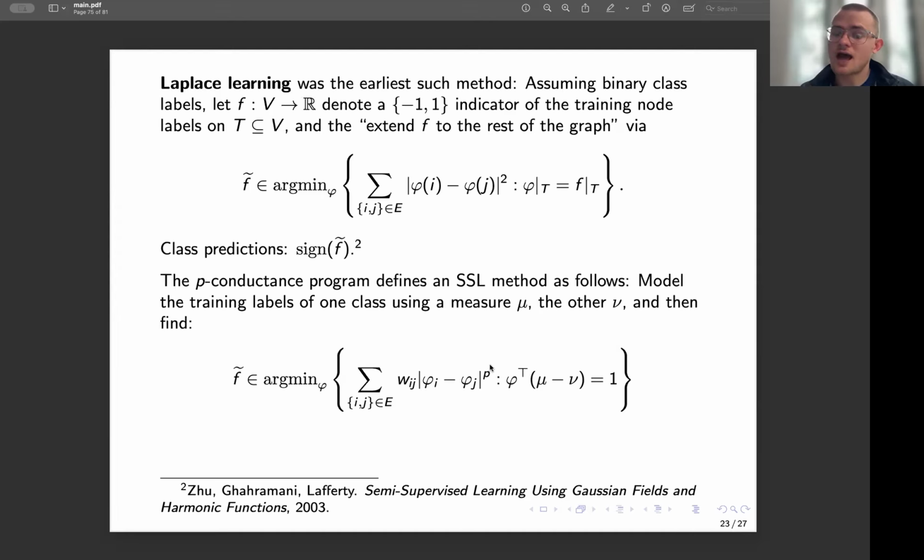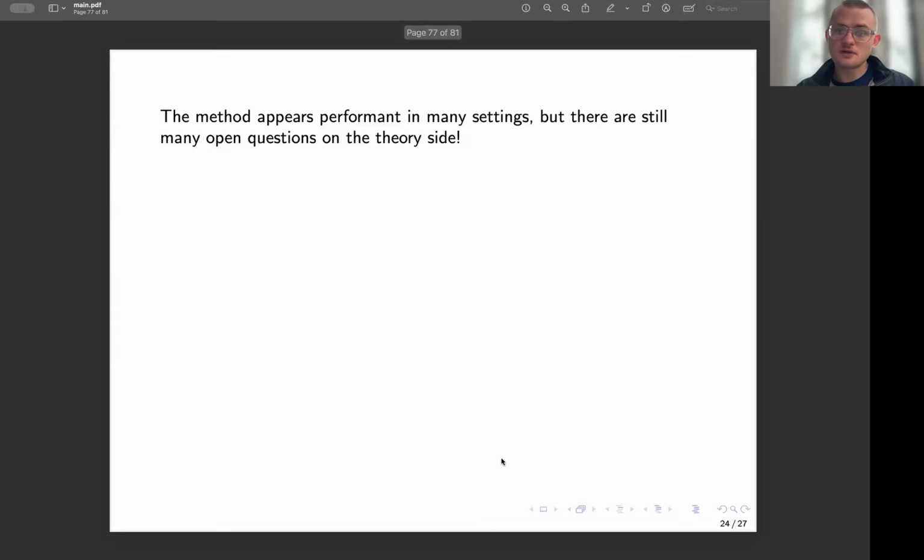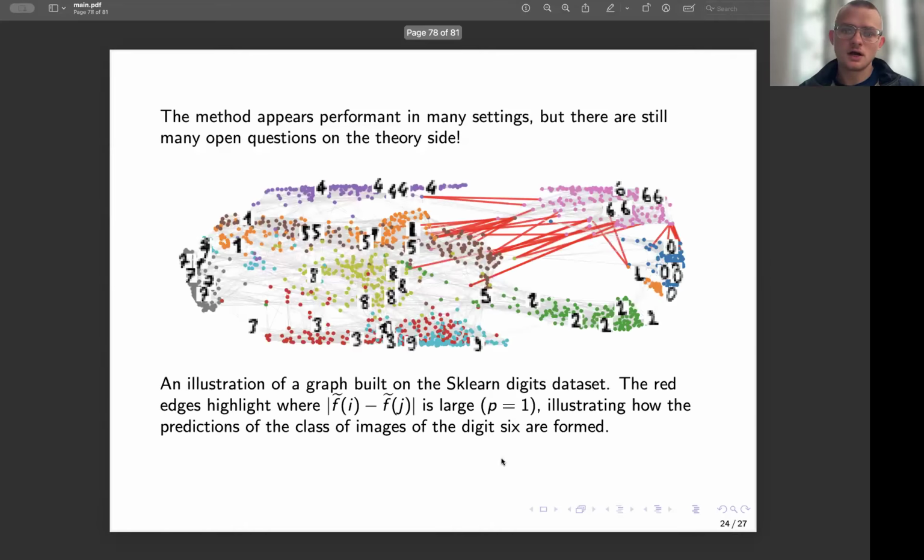So this can be understood as a weaker version of this extension problem up here on the top half of the slide. In this setting, if you apply a mean centering of the argmin f tilde, just mean center it, then you can look at the sign vector as class predictions in your graph. So this method appears performant in quite a few settings. There are still a lot of open questions on the theory side here.